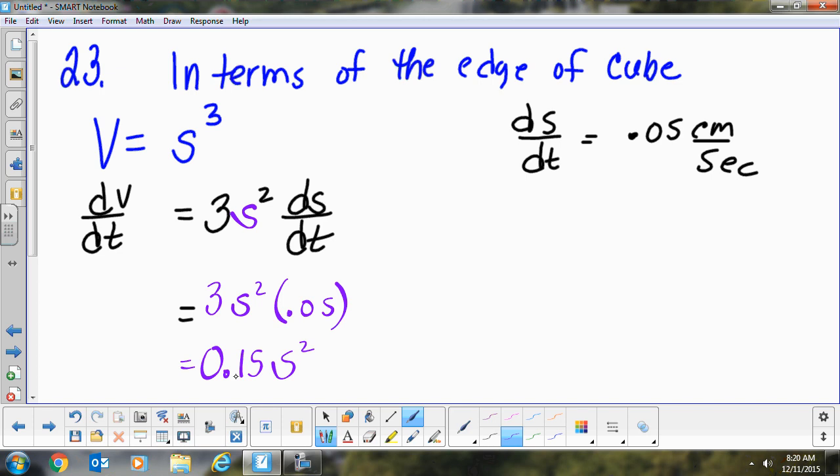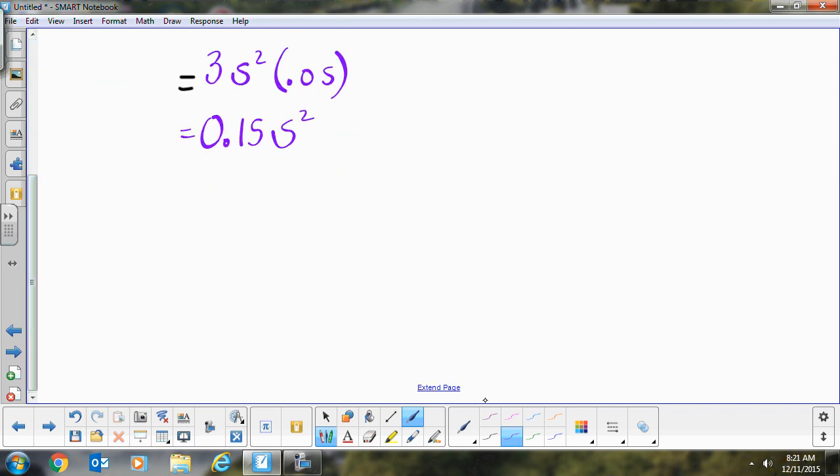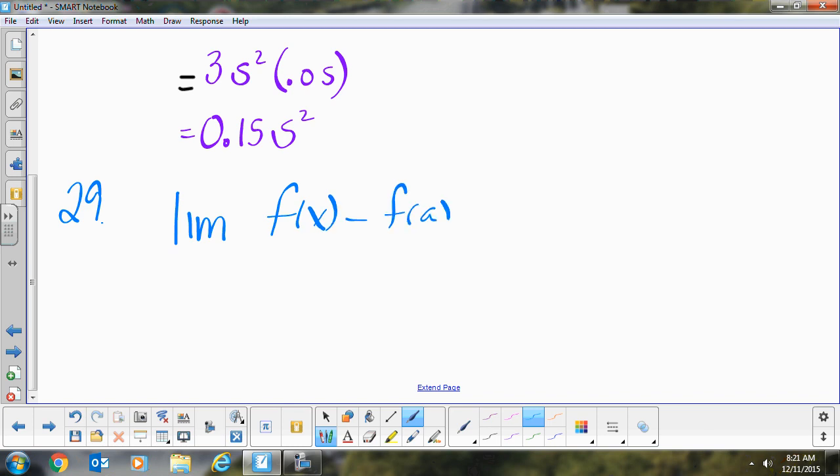29. Now notice, we are in the graphing calculator section of the test, and do we need a graphing calculator for 29? Yeah. So let's just look at what they gave us. If f is a function, this is 29, it says the limit of f of x minus f of a all over x minus a as x approaches a is equal to 0.